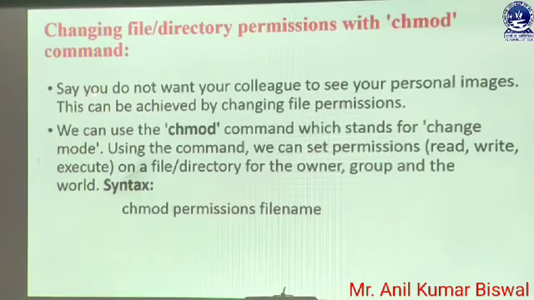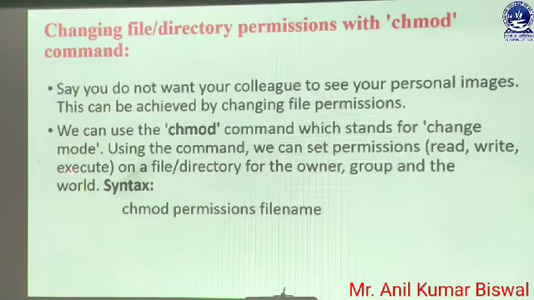Say you don't want your colleague to see your personal images. This can be achieved by changing the file permissions. If a user wants to do this in their Unix system, they must take the help of the chmod command, which stands for change mode. Using this command we can set permissions like read, write and execute on a file or directory for the owner, group and world, so if a user wants to add read, write or execute permissions in the Unix system, which contains a number of files as well as directories, we can take the help of three types of permissions.